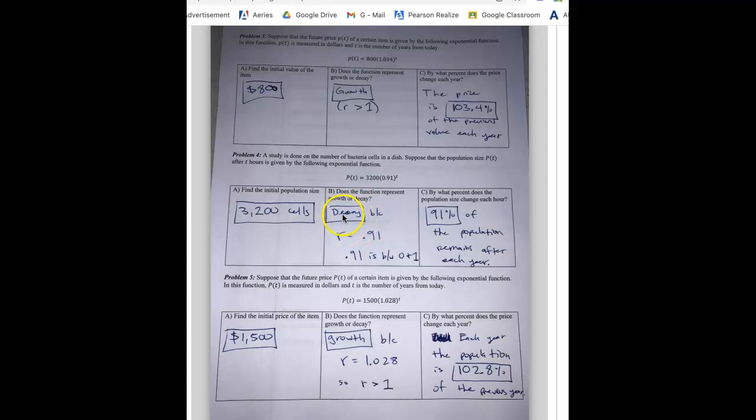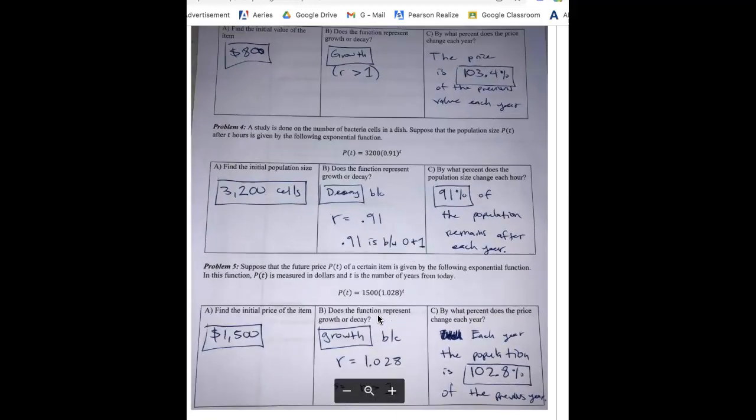It does represent decay, as you see here, because the rate's 0.91, and 0.91 is between 0 and 1. Again, the rate between 0 and 1, that's the number going down. It's decreasing. We're calling it decay. And again, moving your decimal 2 spaces right would tell you that the percent by which it's changing, use that. It's 91%, right? 91% of the population remains after each year.